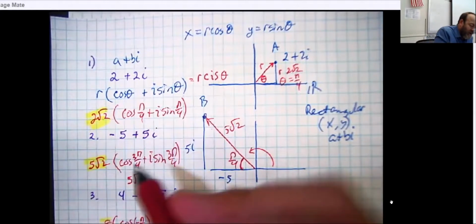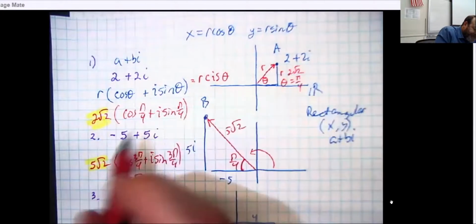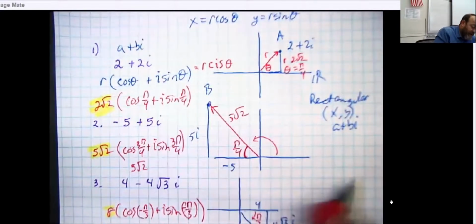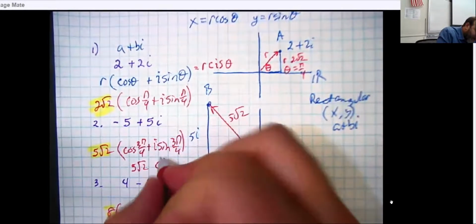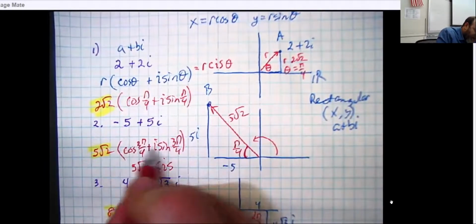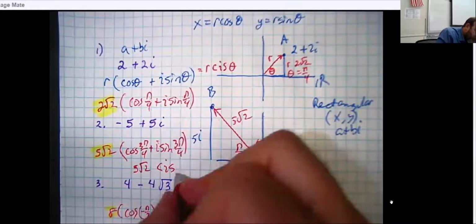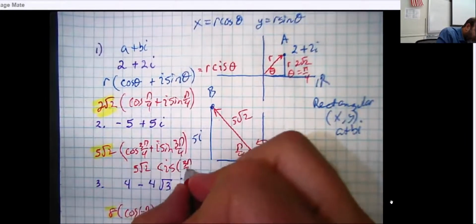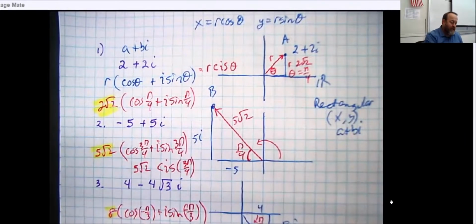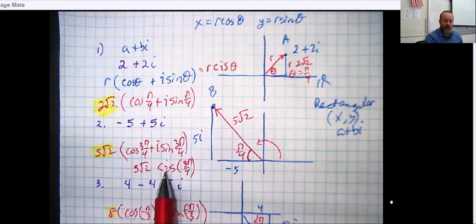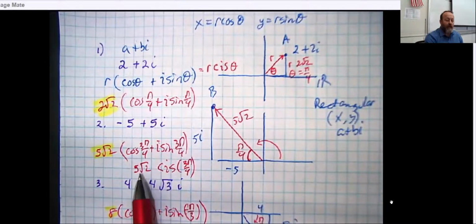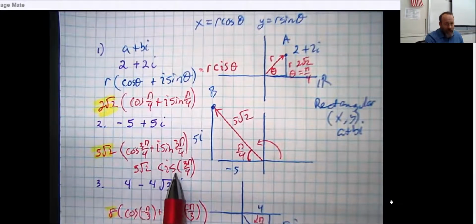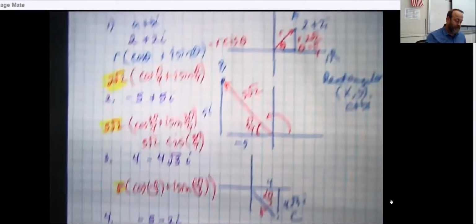And so for this problem right here, if I didn't want to write down all of this, I could write 5 roots of 2 cis 3 pi over 4. And so in shorthand, I'm saying 5 roots of 2 times the cosine of 3 pi over 4 and 5 roots of 2 times the i sine of 3 pi over 4.